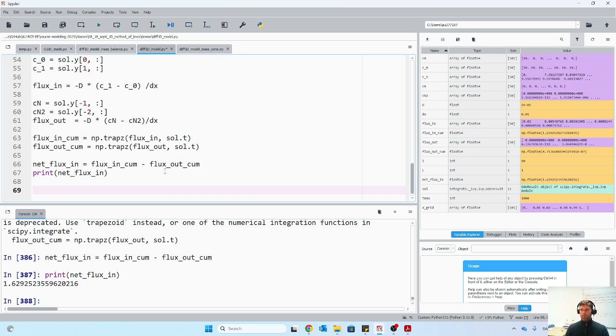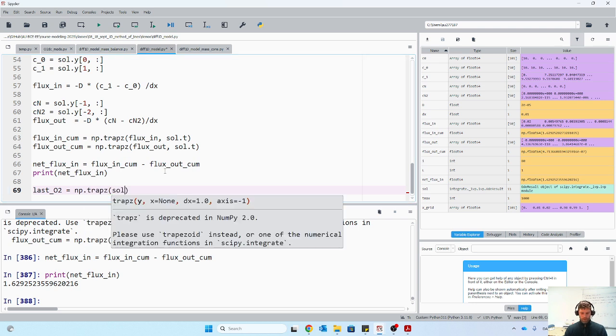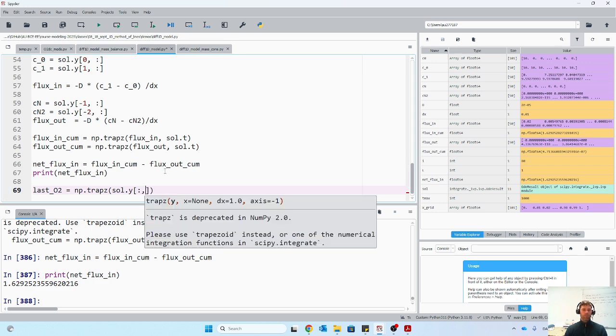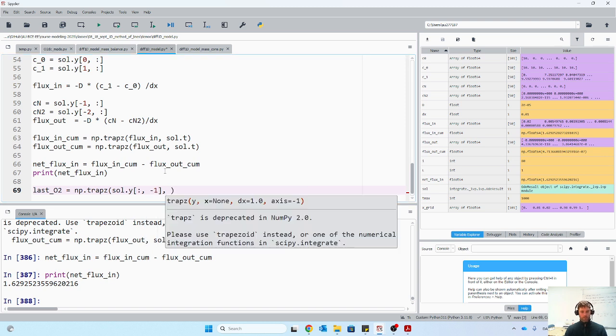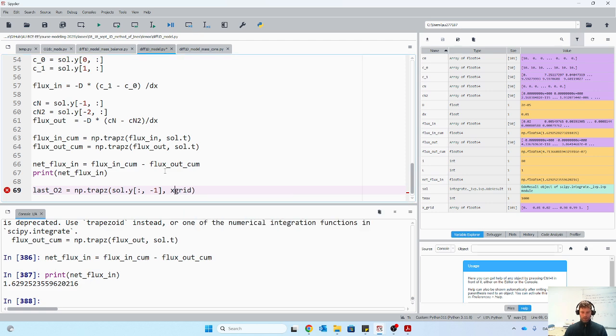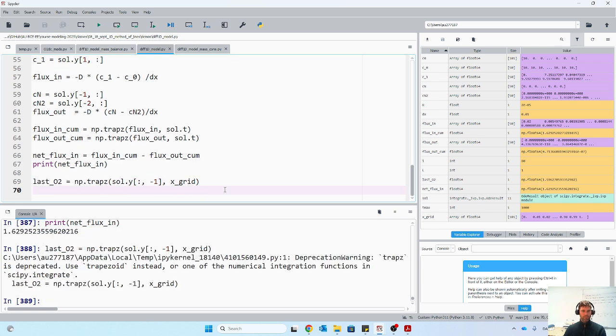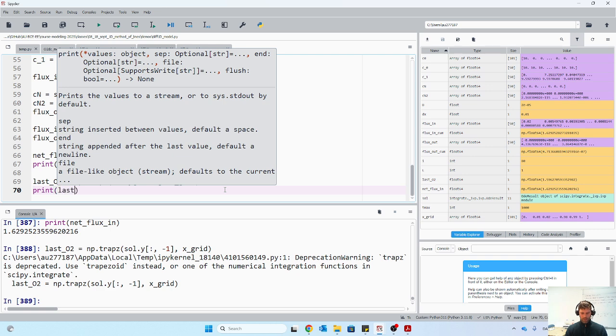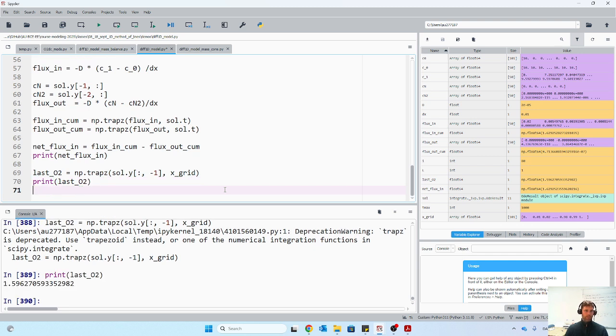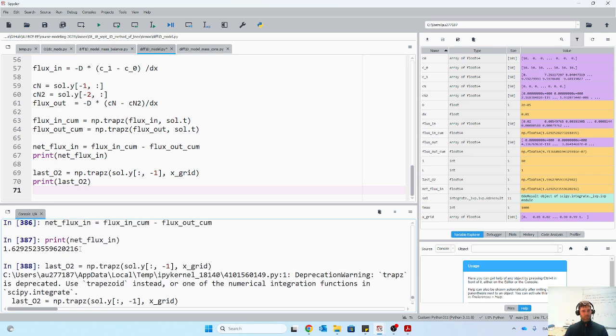Okay. Now we want to compare this number with what is in the model domain at the last time point. To get the concentrations at all the different positions at the last time point, we type this. Last O2, we can call it, is np trapz of sol y. Here we want all the positions, but only the last time point, and we want to integrate over space instead. So that would be the x positions instead of the time. Then we can print last O2. Okay, so we see that the last O2 here is a bit smaller than the flux going into the model.